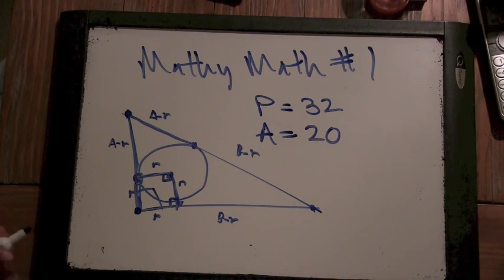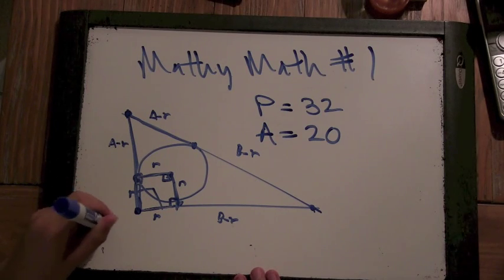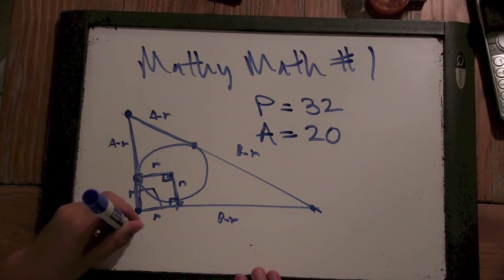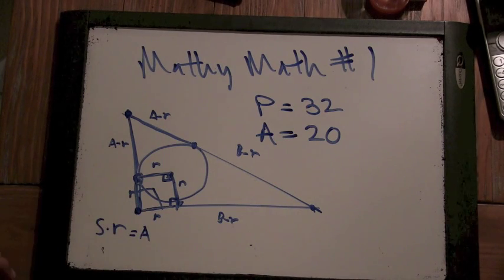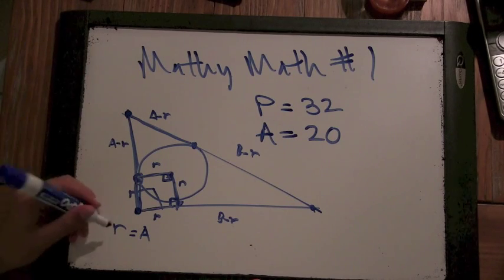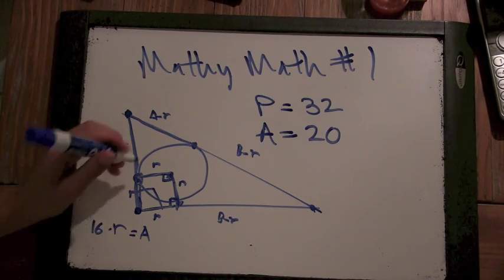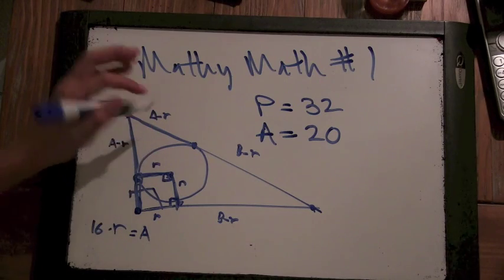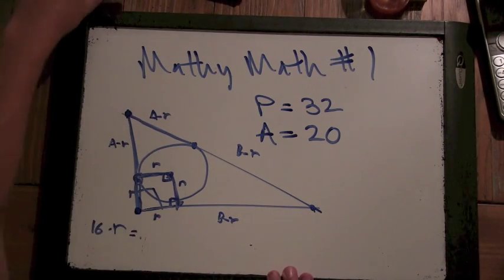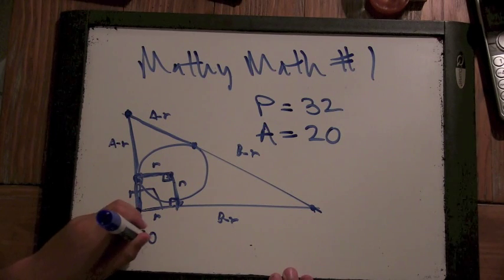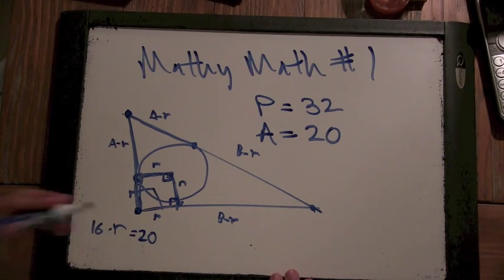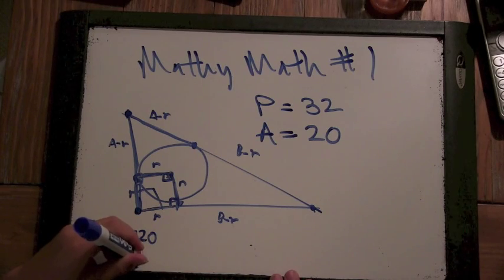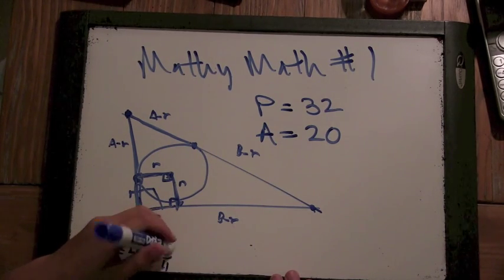What are some other things you knew about the incircle before this morning? That the semi-perimeter times the radius of the incircle is the area. What does that mean in this problem? It means 16 times the radius is the area, and the area is 20. So R is 20/16, which is 5/4.